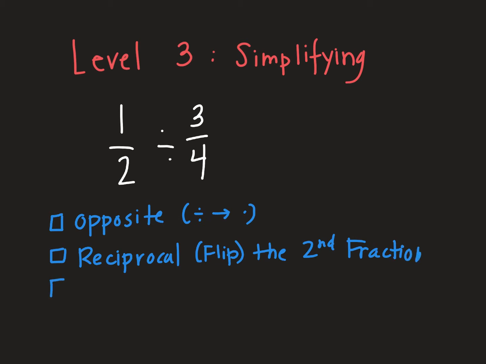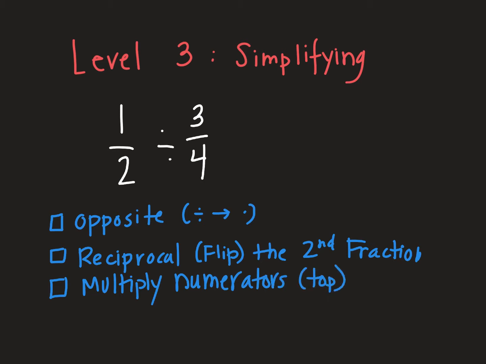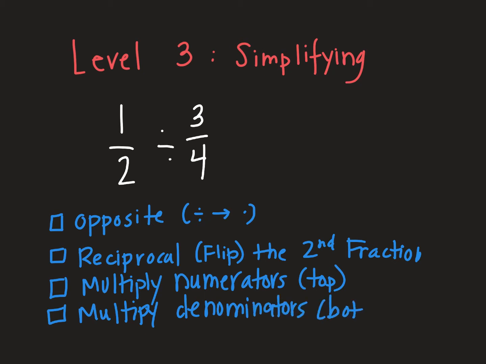And then we are going to multiply the numerators, which are the top numbers. Right, that's important to write down. And then the last one, we're going to multiply our denominators. So we're going to be doing the same thing that we have been doing, okay? But then we're going to add one more step, and we're going to simplify using GCF.